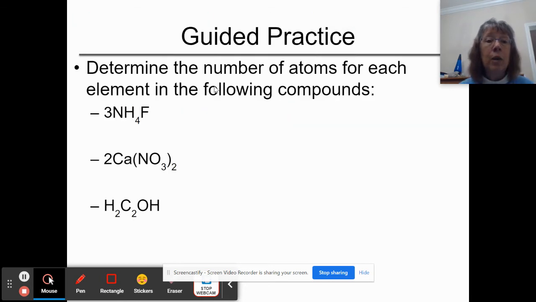So now you do it, together or in pairs or just by yourself. Determine the number of atoms for each element in the following compounds. So 3 molecules of NH4F, 2 molecules of calcium nitrate, Ca(NO3)2, and how many molecules of H2C2OH. You try it and pause the video if you need some time to figure it out.